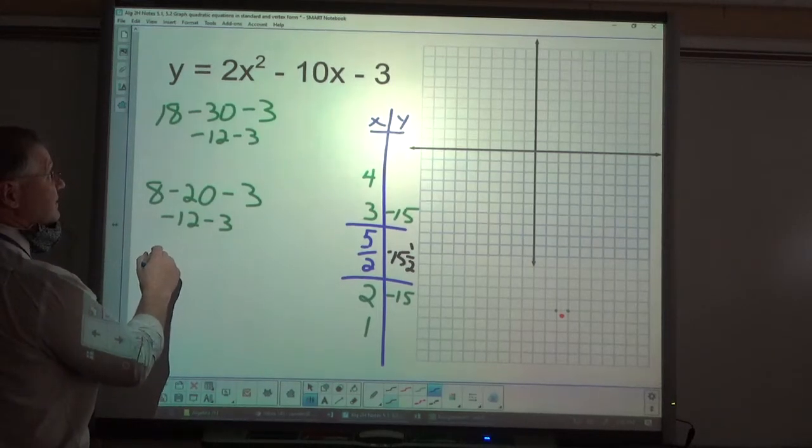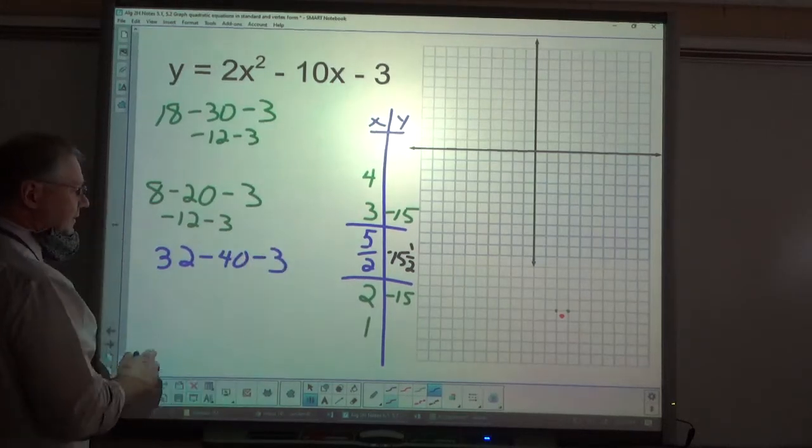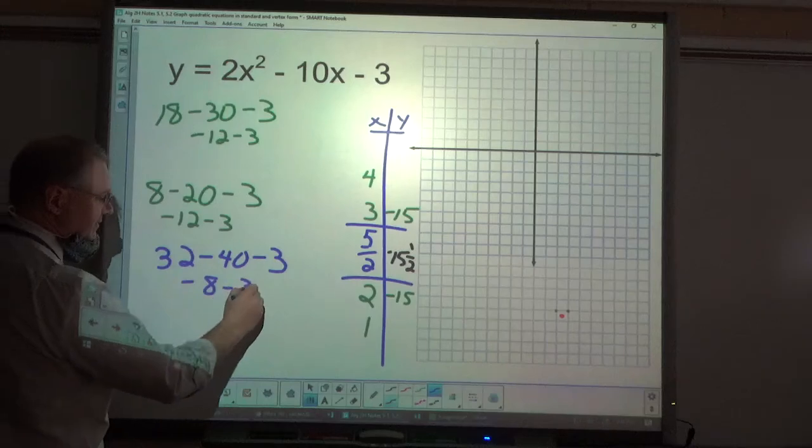4 squared is 16 times 2 is 32, minus 40 minus 3. That's negative 8 minus 3 is negative 11.